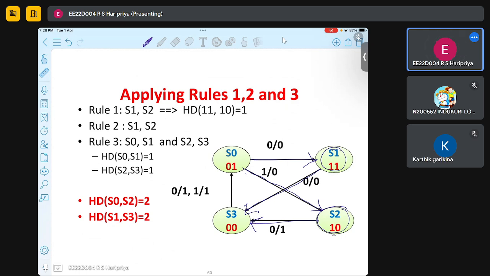According to rule 3, based on the output, say 0, 1 not possible, 0, 0. Like this is 1, this is 1. So S2 and S3 should be adjacent with output 1. And this is 0, this is again 0. That means S0 and S1 should be adjacent. So these 2 we want to be adjacent, these 2 we want to be adjacent, and these 2 to be adjacent. That means we want Hamming distance 1, like minimum number of transitions between these states. So we will choose encoding in that way.